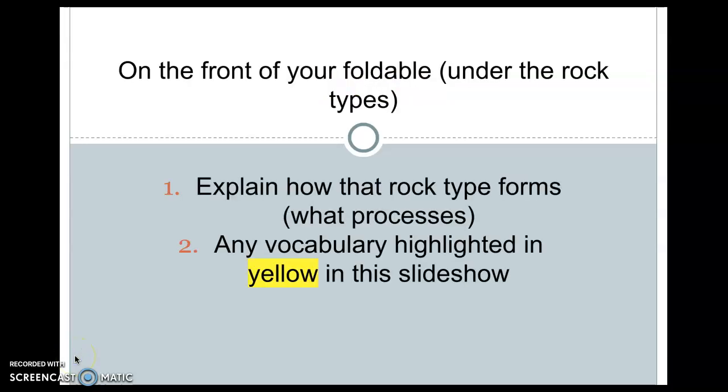So on the front of your foldable, underneath the three rock types, igneous, sedimentary, and metamorphic, what you are going to do is explain how that type of rock forms, so what processes occur to form that type of rock, and then any vocabulary that's highlighted in yellow in this slideshow. So we don't have that information yet, but as we get to it, I will tell you what you need to write down.